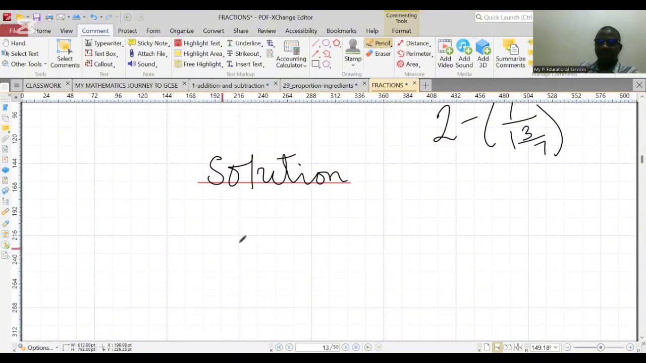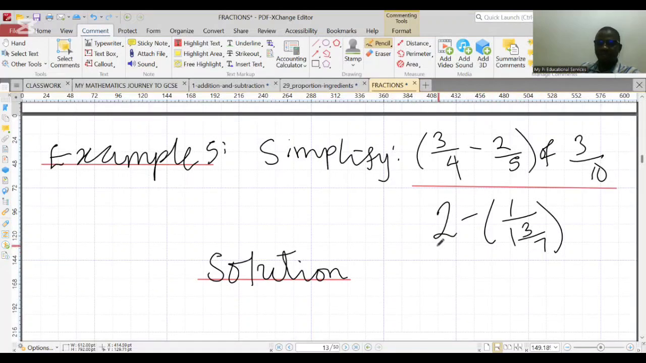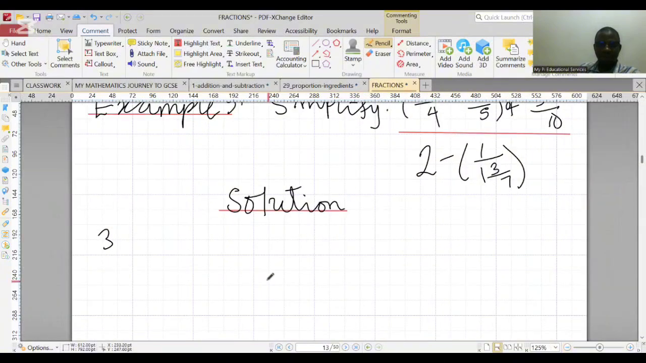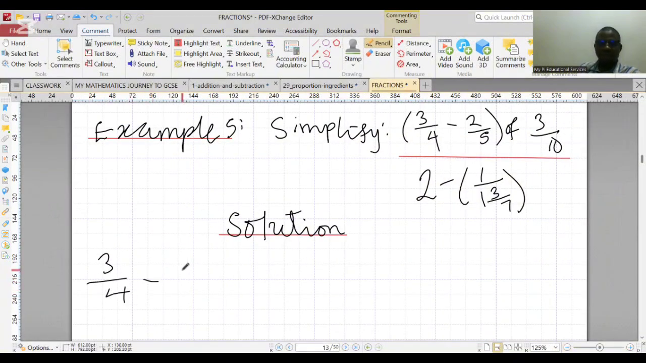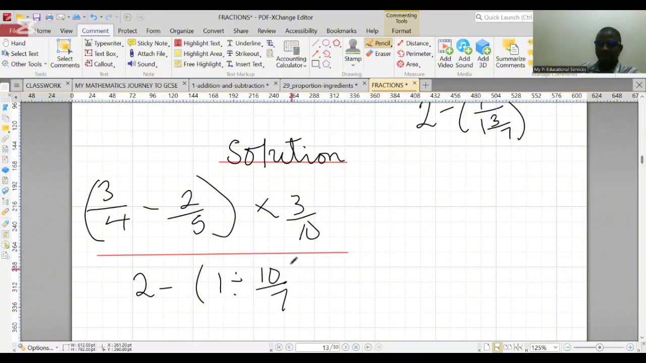So here, the first thing we need to do is change everything that needs to be changed to improper fraction. So here we have 3 out of 4 minus 2 out of 5, of will be times 3 out of 10, divided by, so this will be 2 minus, so 1, this can be written as divided by 1 times 7 is 7, plus 3, that will be 10 out of 7.